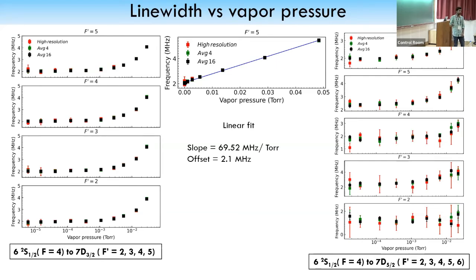From the theory, we are expecting that the line width should increase linearly with the vapor pressure. This blue curve is the linear fit to the observed line width, and this is the fitted parameter that I have got.